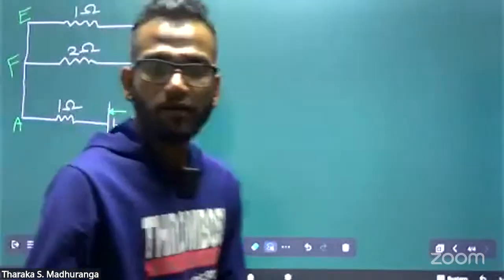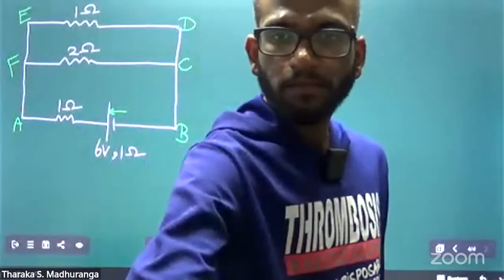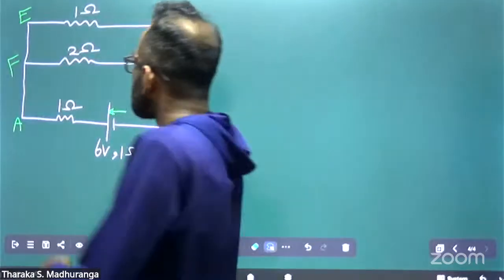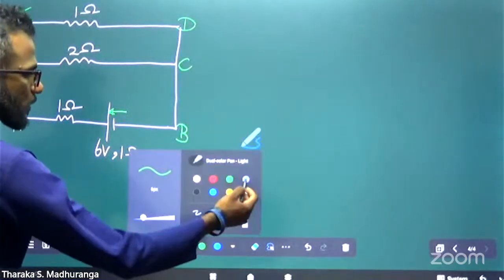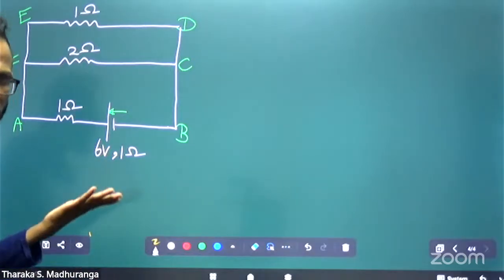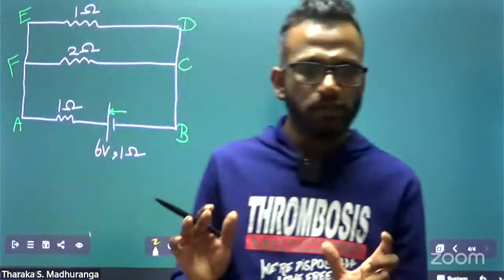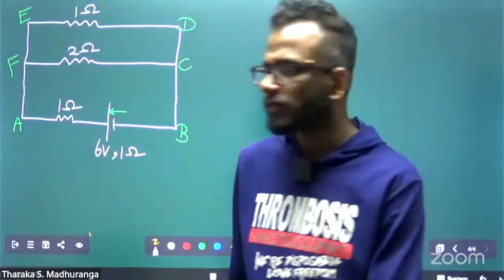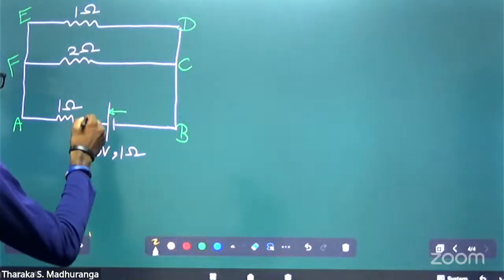Mark the current direction. Okay, I'm going to start marking the current direction here. Now you don't need to think about the current direction. You can decide: there is only one cell, so it moves from positive to negative. Then this is the current direction. I think this is I.